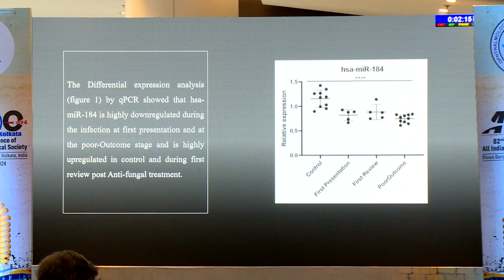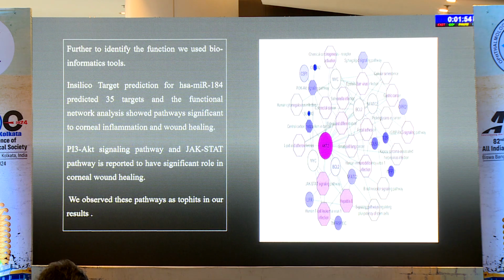significant. So what we saw in our results was that the differential expression analysis showed miRNA 184 was highly down-regulated at first presentation of the infection and in the poor outcome samples, whereas it was up-regulated in controls and in the patients who were responding well to the treatment. Another thing we noted, when we saw the target predictions, was two pathways, the PI3K-AKT signaling pathway and the JAK-STAT pathway, which were our top hit pathways, the targets for miRNA 184.